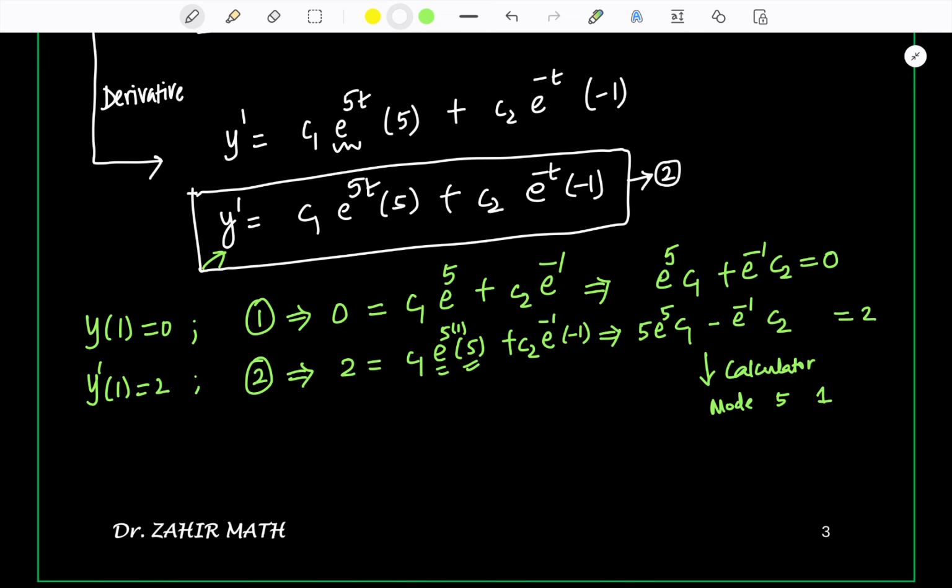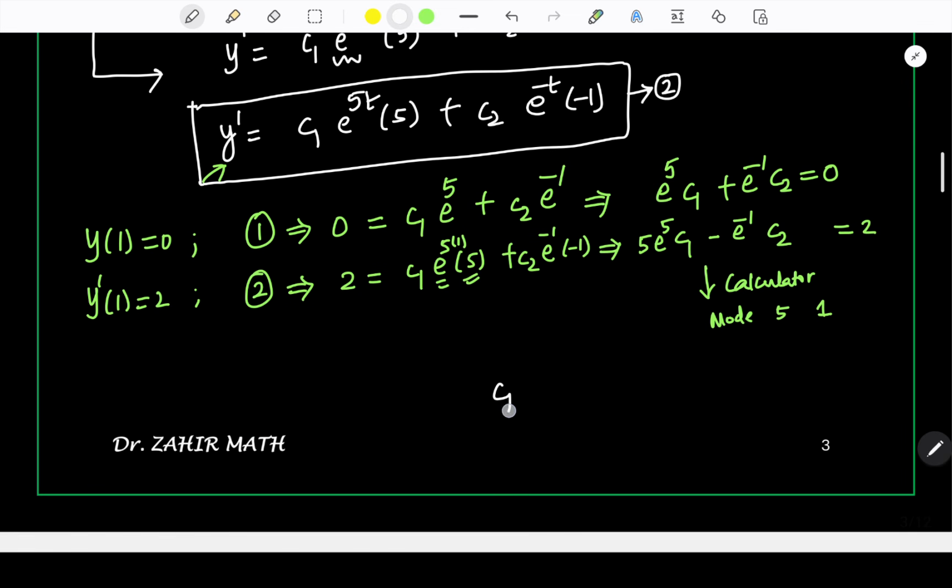Close the bracket, press equal sign. The next is 0. Press equal. Next, when you come to the next one, 5 alpha e power 5. Okay, close the brackets. And then press equal. Next is minus e power minus 1, minus alpha e power minus 1. Close the brackets and then press equal. The next is 2, equal. Press equal again. So in the calculator I am getting C1 is equal to 2.24.